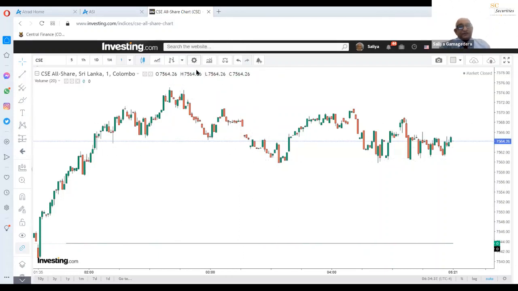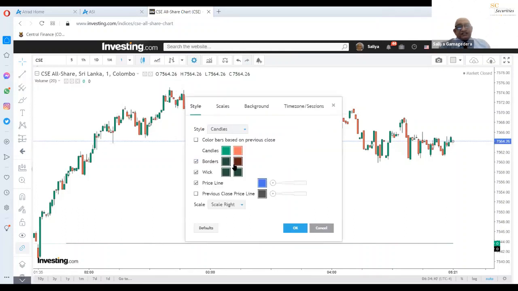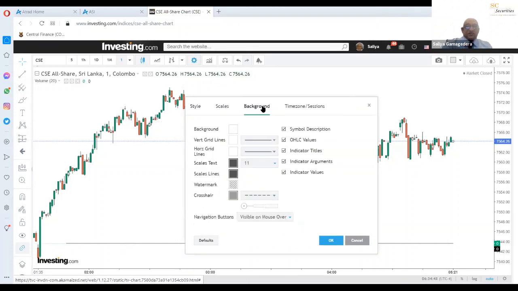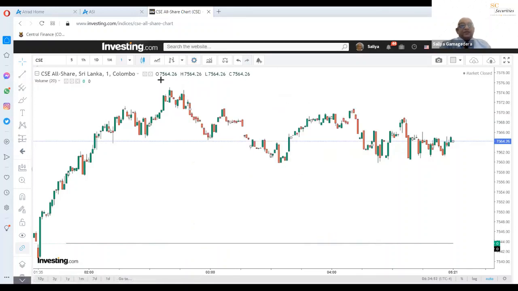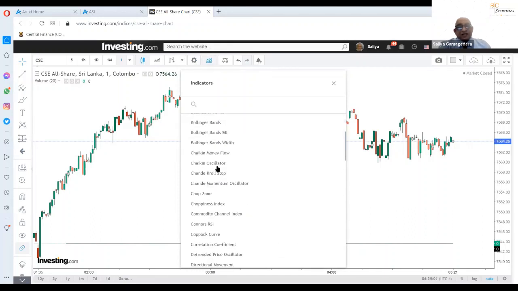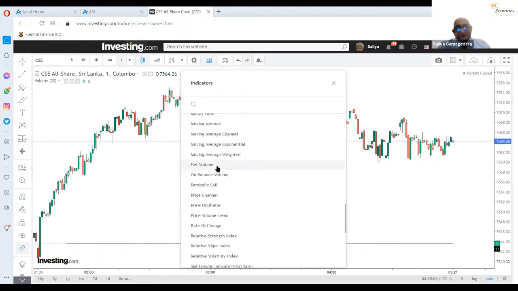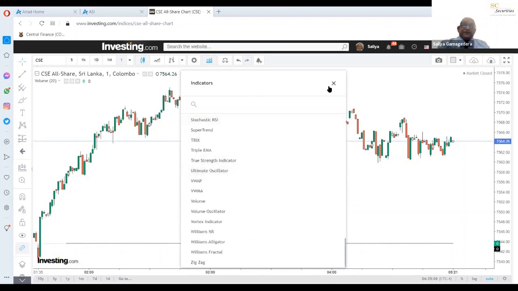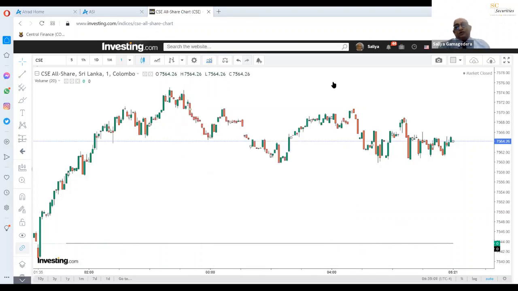If you click on this, you can change the colors of the candles. You can also keep the price line and so on and so forth. You can change the background colors and so on and so forth. Then you come to the next icon, which is the indicator menu. You click on the indicator menu, you will see a load of indicators given here, right, which we are using to do our analysis.